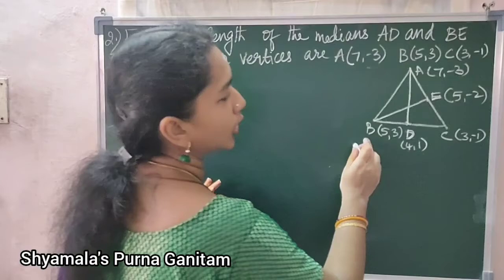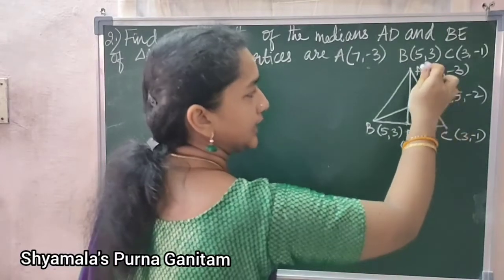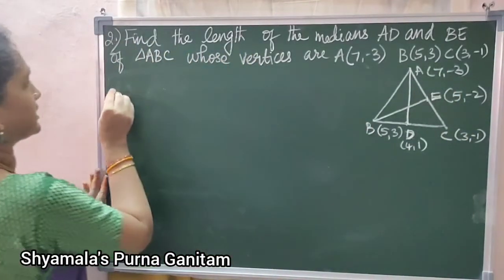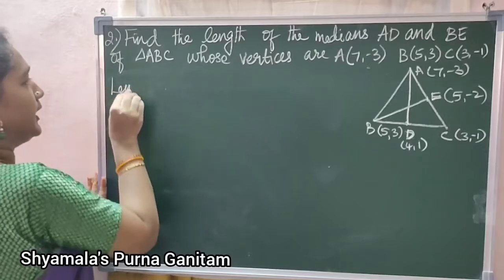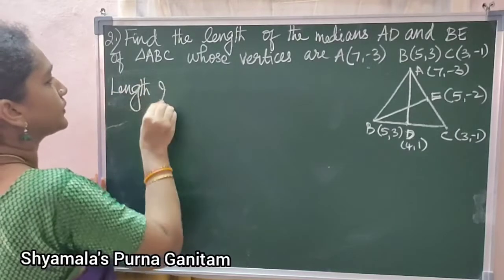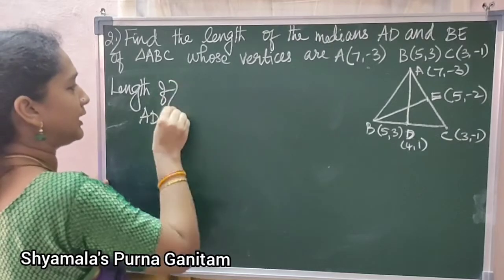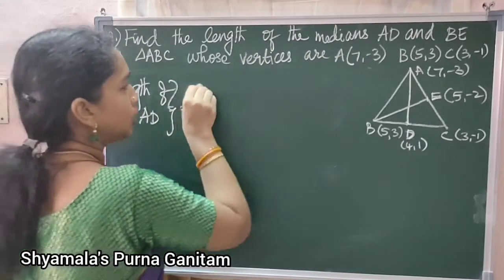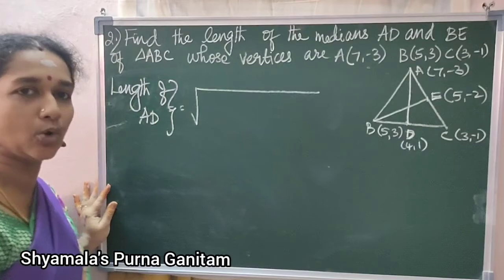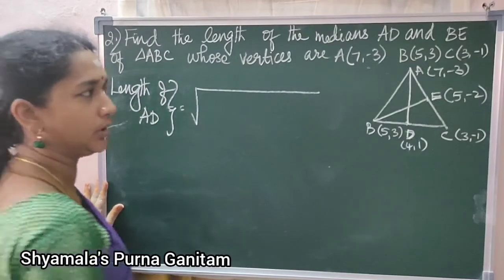So we got the coordinate points of B and E, A and D. Now we will use the distance formula. That is, length of AD is equal to, do you remember the distance formula? Root of x2 minus x1 the whole square plus y2 minus y1 the whole square.